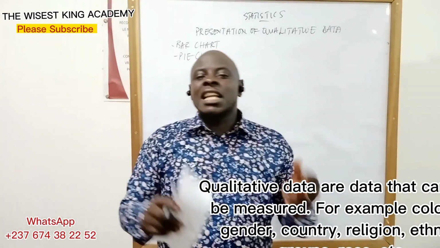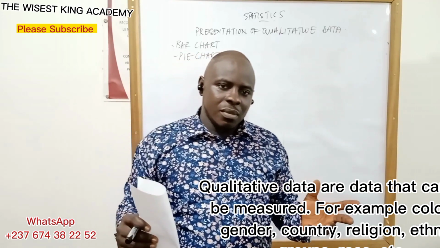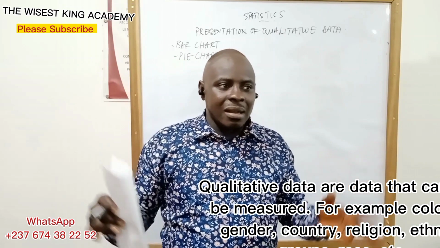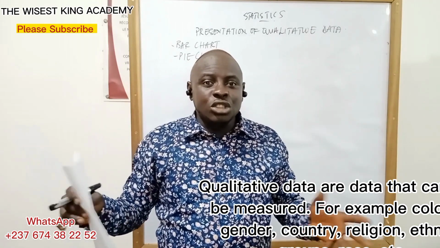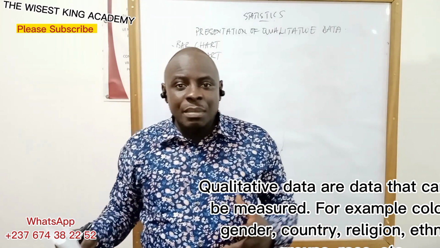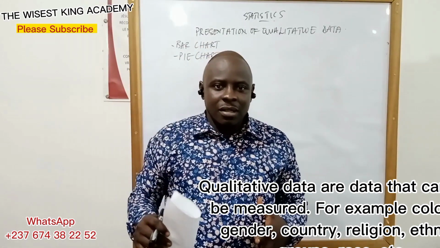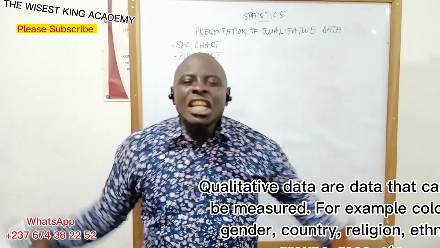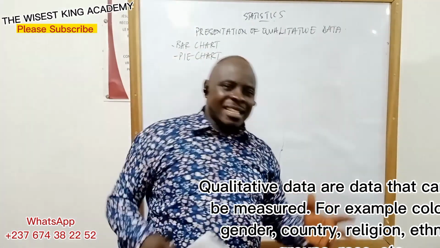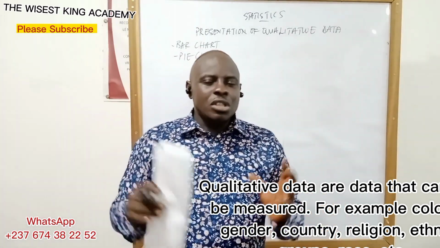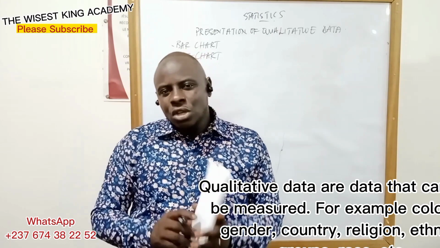Qualitative data are data that cannot be measured. They cannot assume figures. For example, race. I'm black. I am fair. Nationality. I'm a Cameroonian. I'm a Nigerian. I'm a Ghanaian. I'm a Kenyan. Religion. Gender. Male, female. Color. Red, green, white. So you discover this. Such data cannot be measured. They cannot be quantified. So they are qualitative data.